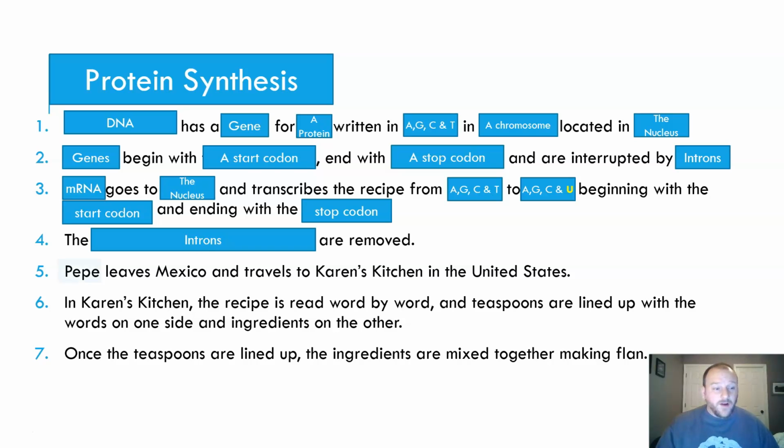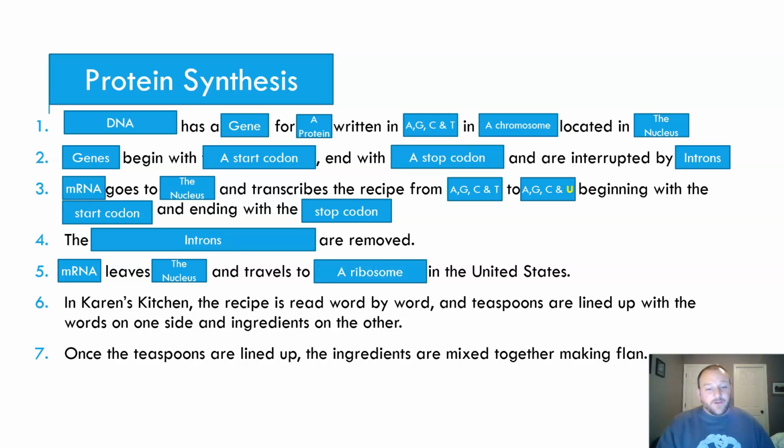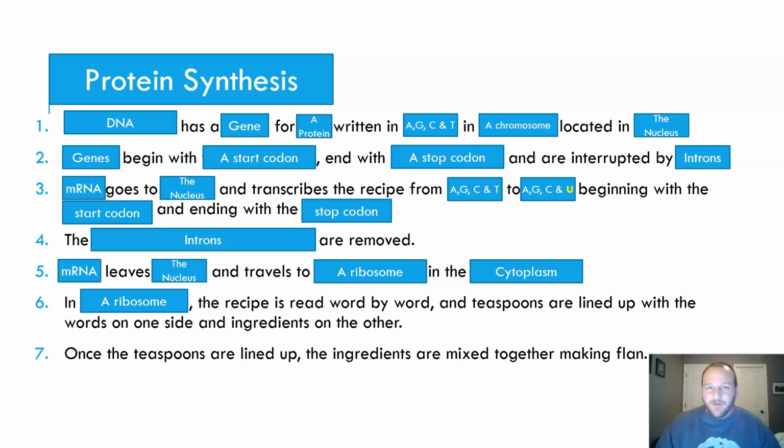Then Pepe, or messenger RNA, leaves the nucleus and travels to Karen's kitchen. Karen's kitchen is where all of the ingredients are going to get assembled, and this is a really important organelle called a ribosome. So he leaves the nucleus, travels to a ribosome, and those ribosomes are located in the cytoplasm outside of Mexico. Finally, in that ribosome, the recipe, remember recipe is a gene, is read word by word.